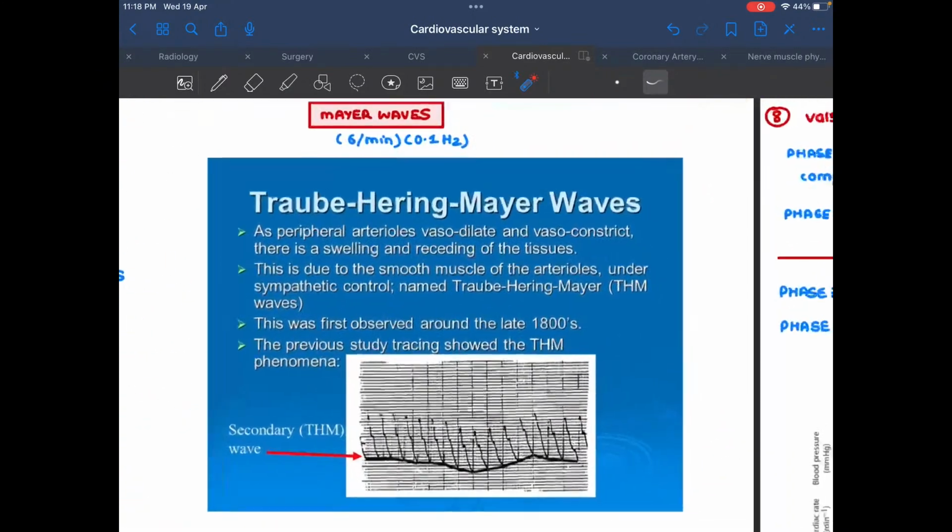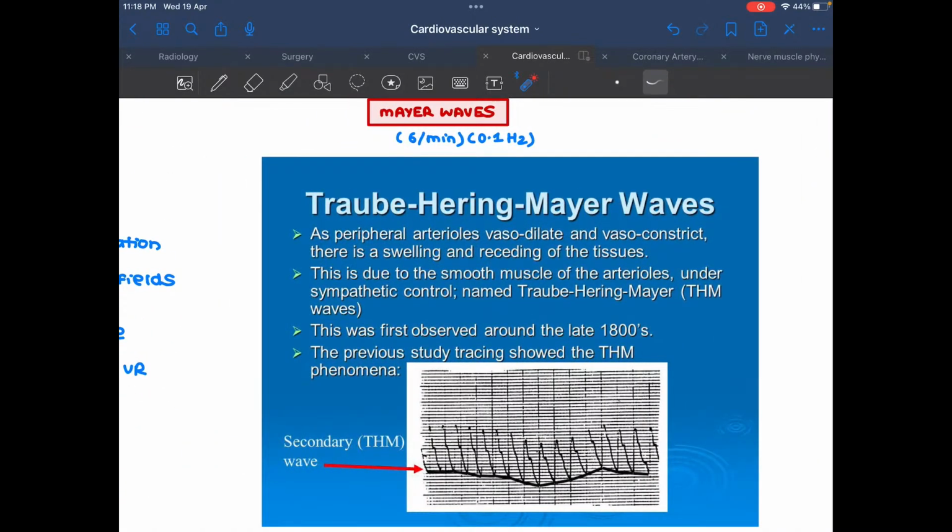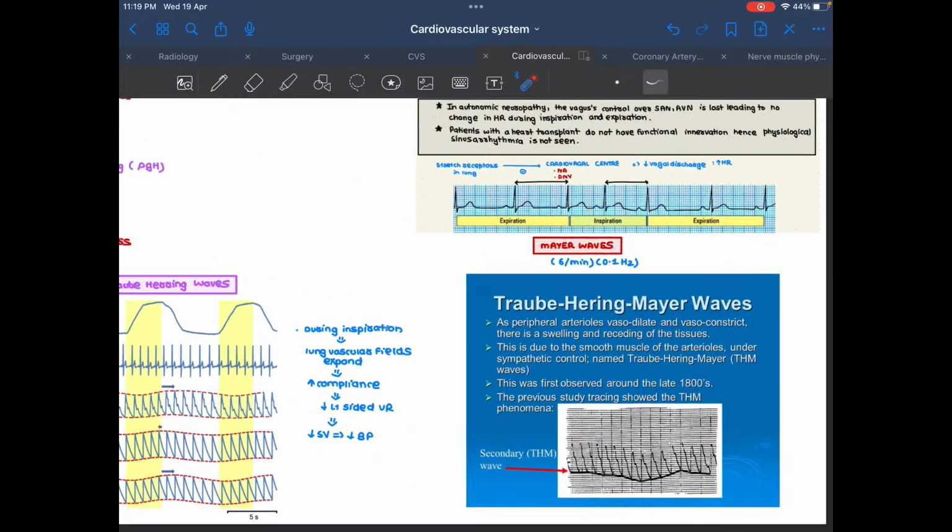Okay? Very similarly, we have another type of waves that are known as Mayer waves. But the actual mechanism of these Mayer waves we don't know. Okay? So these are oscillations which occur in your blood pressure at a rate of 6 per minute, meaning 0.1 hertz. Okay? And these oscillations occur due to random activity, where the peripheral arterioles vasodilate and vasoconstrict on their own, and we are going to see these waves. They're known as Traube-Hering-Mayer waves. But if I have to tick one, I'm going to go with your Mayer waves, because Traube-Hering waves are fluctuations in your blood pressure with inspiration.